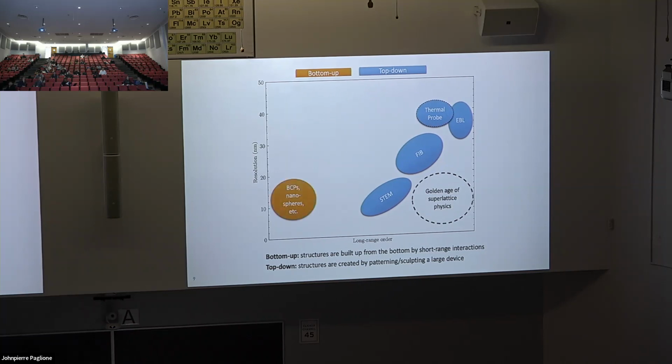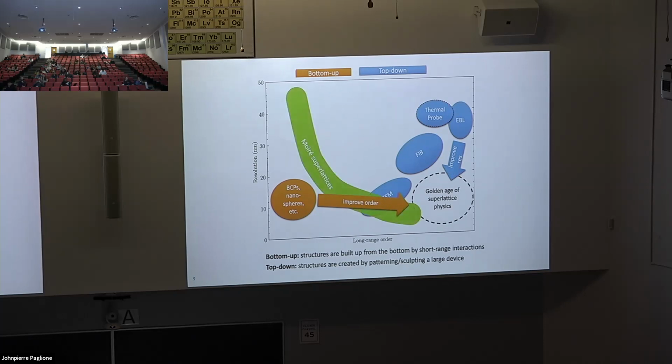Then from bottom up, we have what's called block copolymers. We have self-assembled nanospheres and these kinds of things. So the order of business has been for the self-assembled materials to improve the long-range order. The periodicity is already good. And for the top-down techniques, long-range order is perfect, but we need to have better spatial resolution.